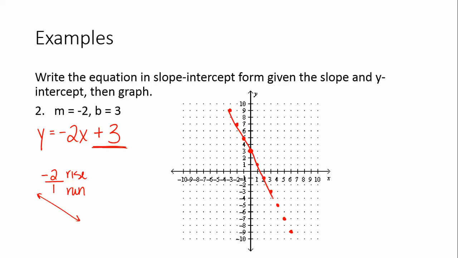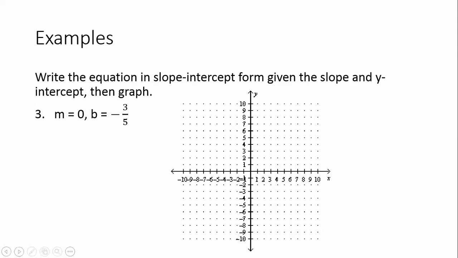So this is a fairly simple way to graph an equation of a line. We're not having to use a table of values, we're just using the slope and the y-intercept. And I think this is much simpler than a table of values.